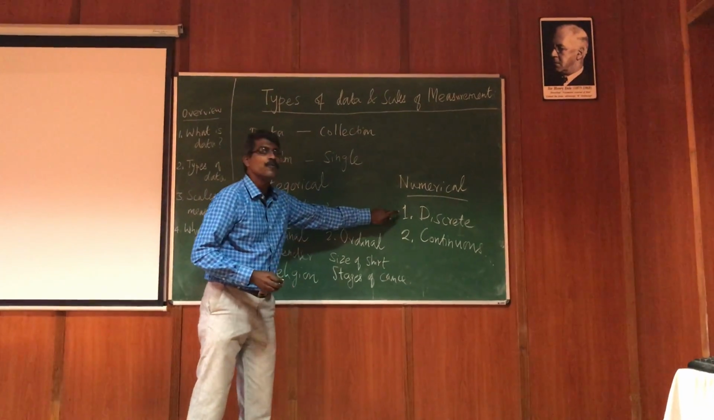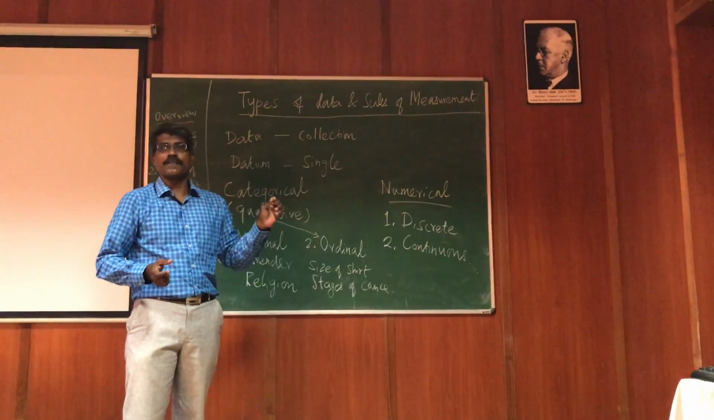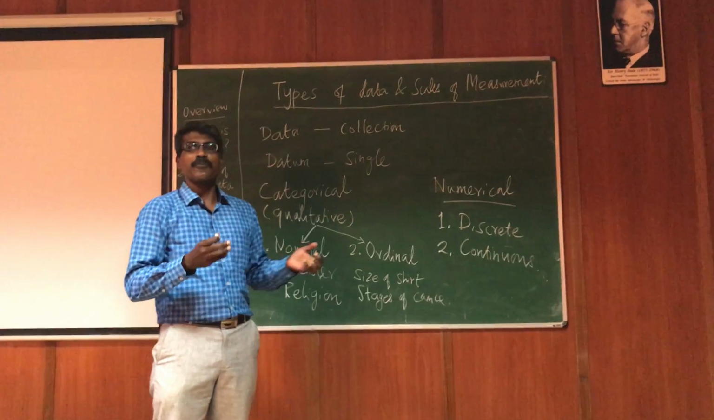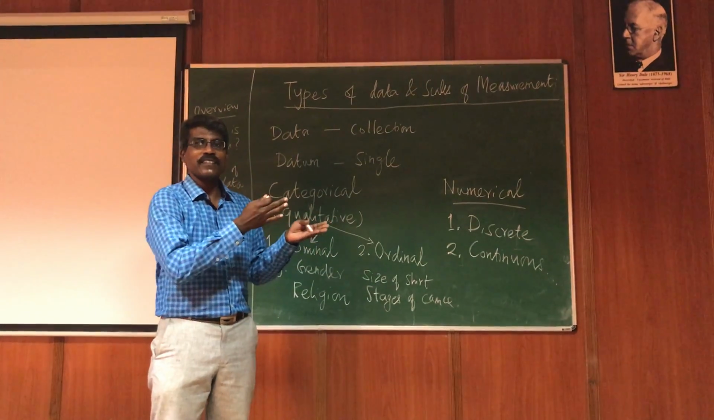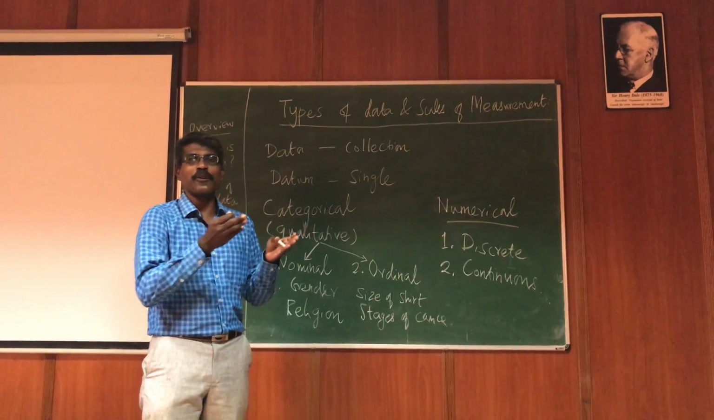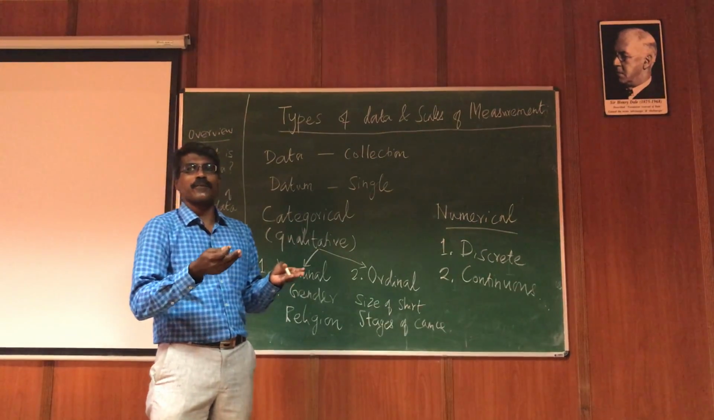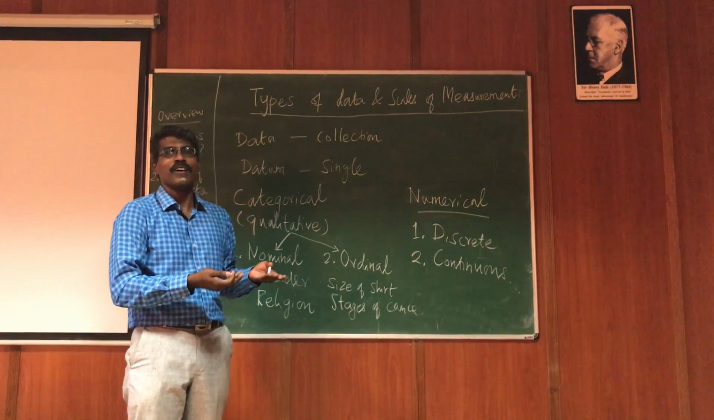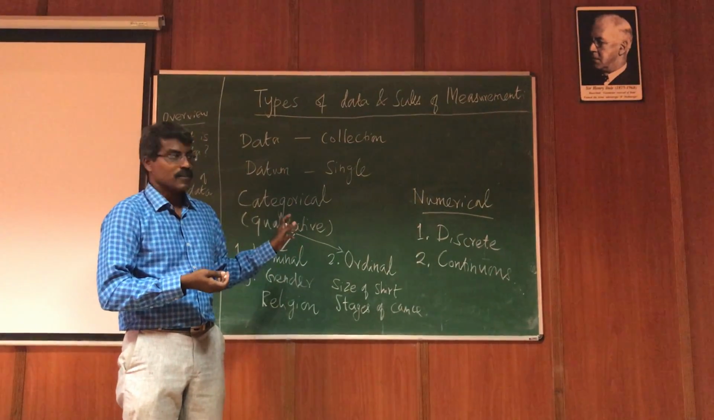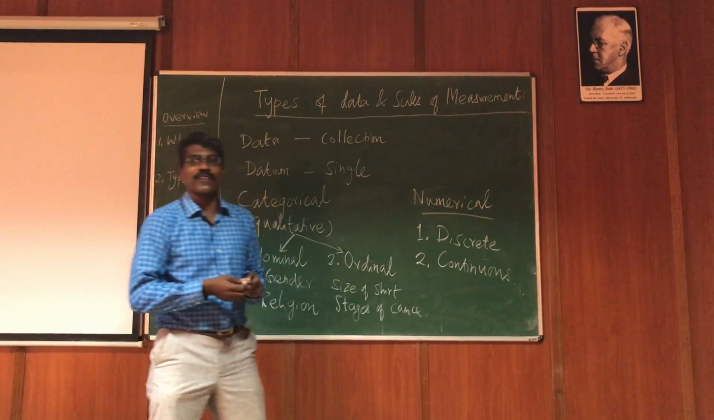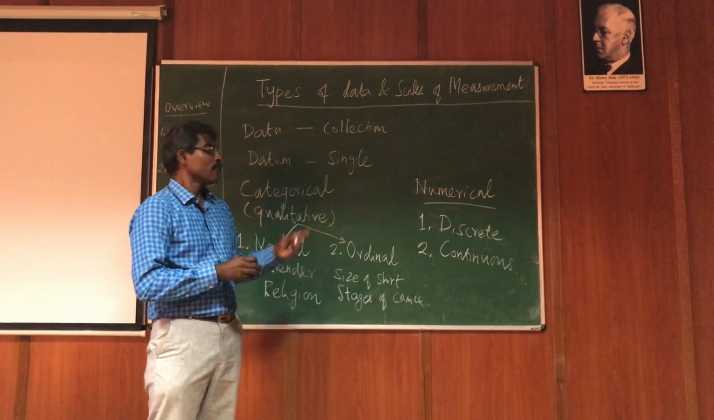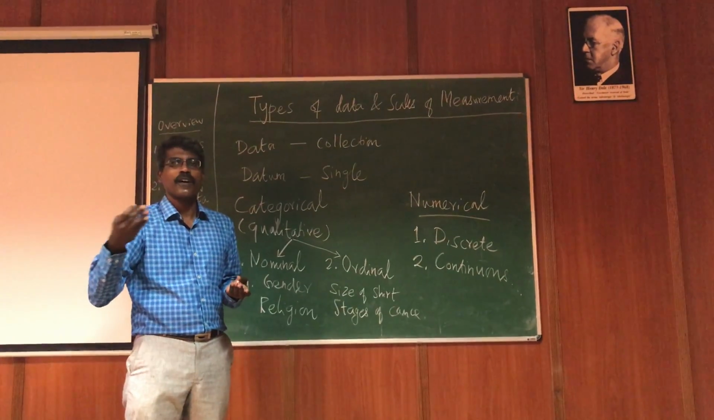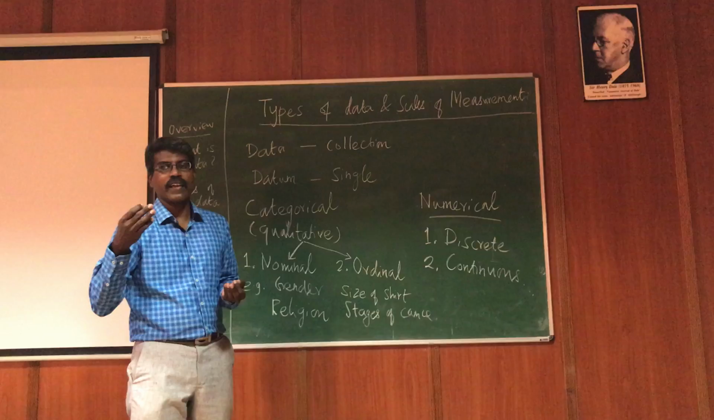Here, the value can take whole numbers only. Classical example, number of students in a class, number of patients with a particular disease. It can be 3, 4 or 10, 12. It cannot be 10.5. The number of children in a family cannot be 10.5 or 2.5, isn't it? So it can take only whole numbers. Here, the second type, the continuous type of numerical data, can take unlimited values.